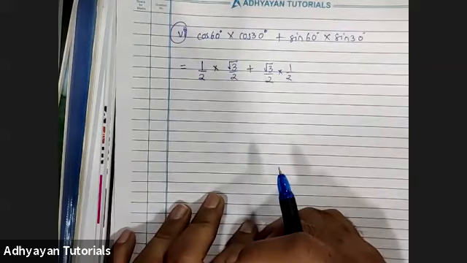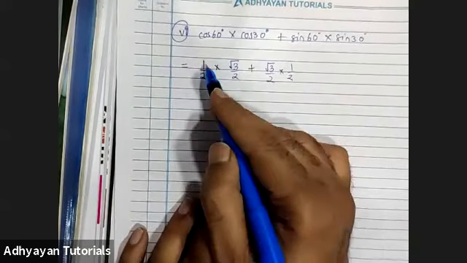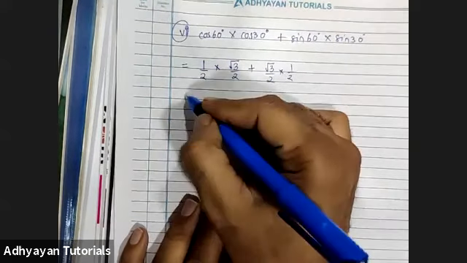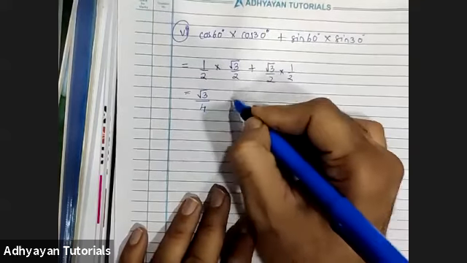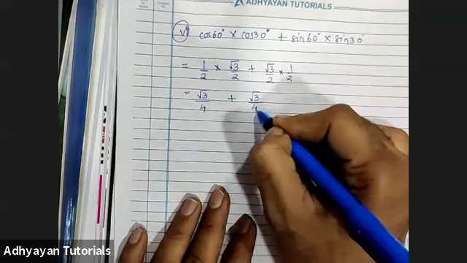Ayan, it's good to be confident. Don't worry. So children, I'll just multiply numerator with numerator and denominator with denominator. 1 into root 3, definitely it is root 3. 2 into 2, it is 4. Plus root 3 into 1 is root 3 and 2 into 2 is 4.